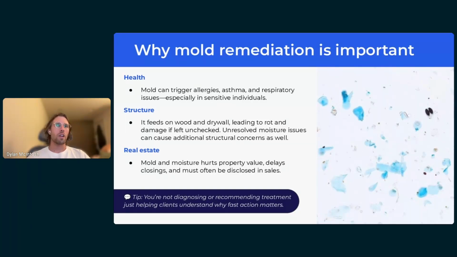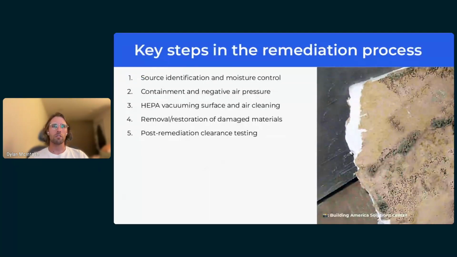So you're not just there to give someone a yes or no on mold: there is mold, there isn't mold. It's really helpful if you can at least answer some basic questions as to why they should be taking action if mold is found. Generally speaking, there are a few main steps in the remediation process.